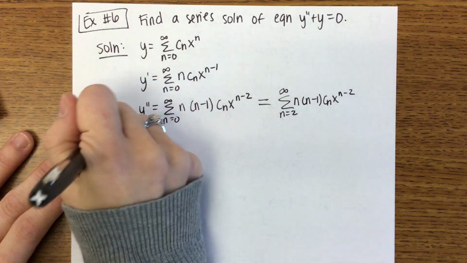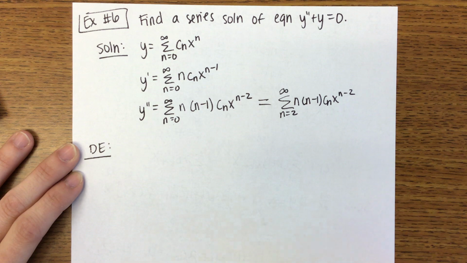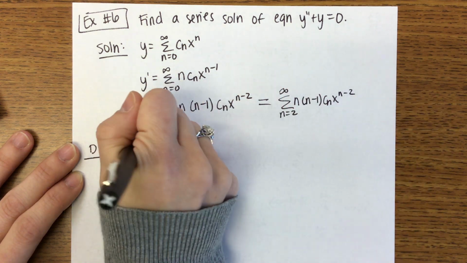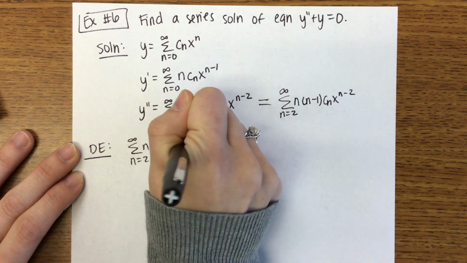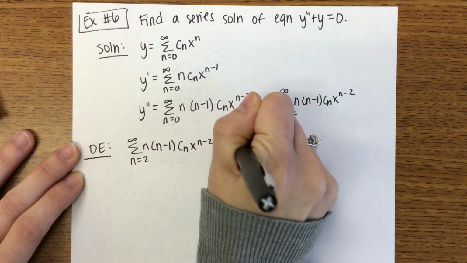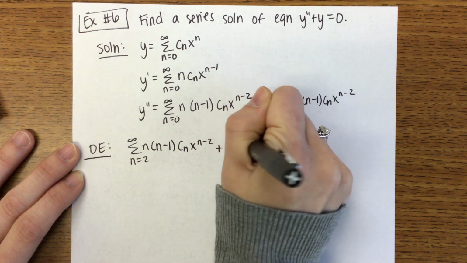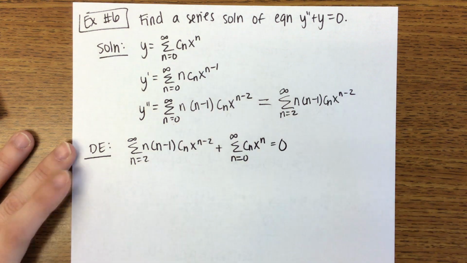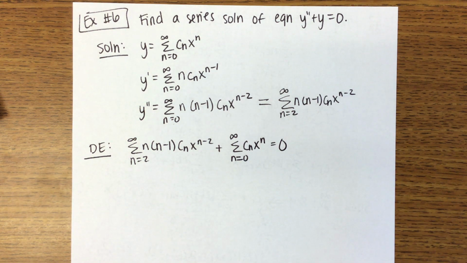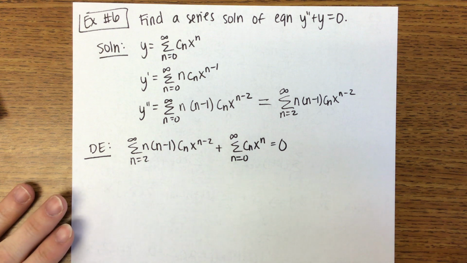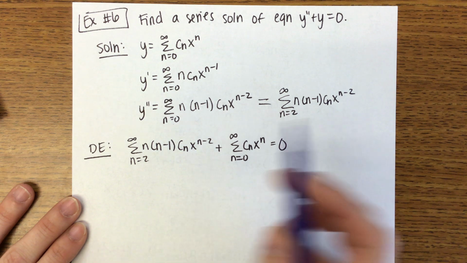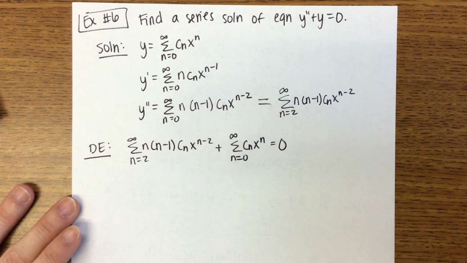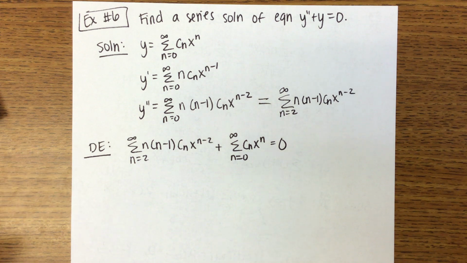Okay, so then what we did is we went back to our differential equation. Second derivative, add y, so we get the sum from n equals 2 to infinity of n(n minus 1) c_n x^(n-2), plus the sum from n equals 0 to infinity of c_n x^n. Okay, so next thing we did is we looked at what terms each summation starts with. If we plug in 2, we start with x to the 0. If we plug in 0, we start with x to the 0. So that's a good sign. We don't need to remove any terms like we did in the previous problem.